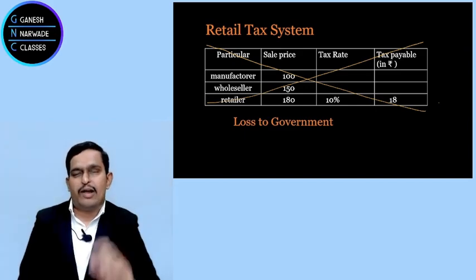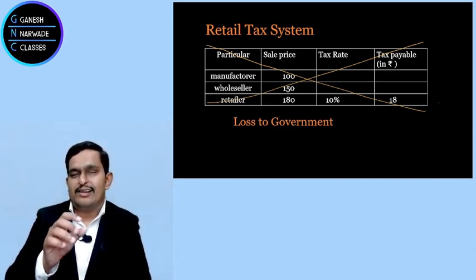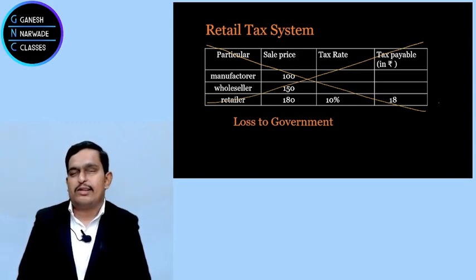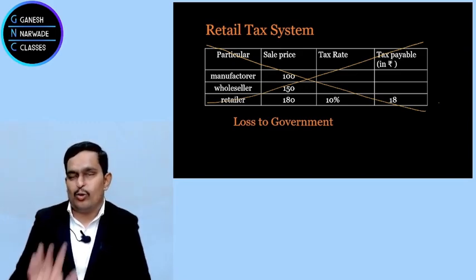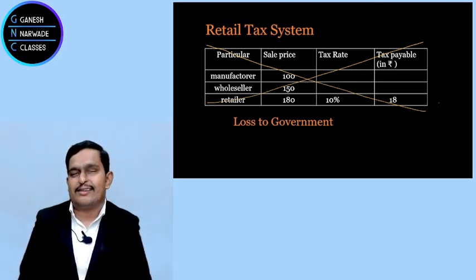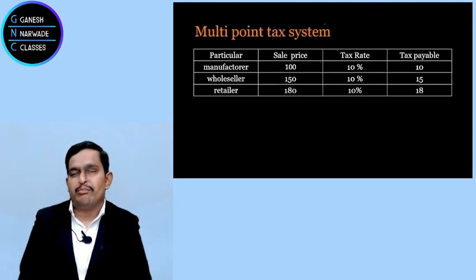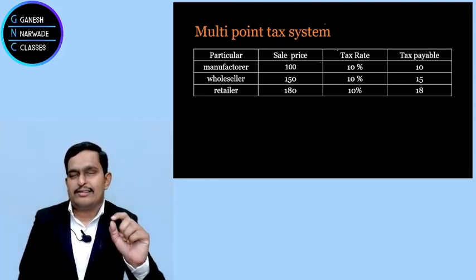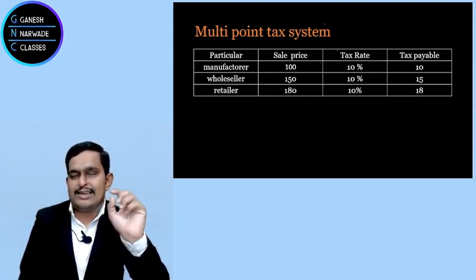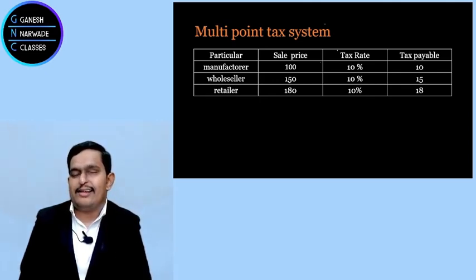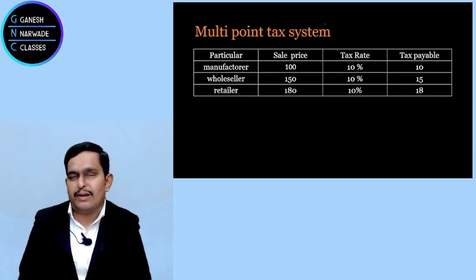Arey sir, single point tax system cancelled, retail tax system cancelled. Then what is this system of GST? I'll tell, don't worry. First, let's understand the third system. Third system is multi-point tax system. Multi-point means tax is levied not at a single point, but at each point, each point of sale, or in today's language, each point of supply.